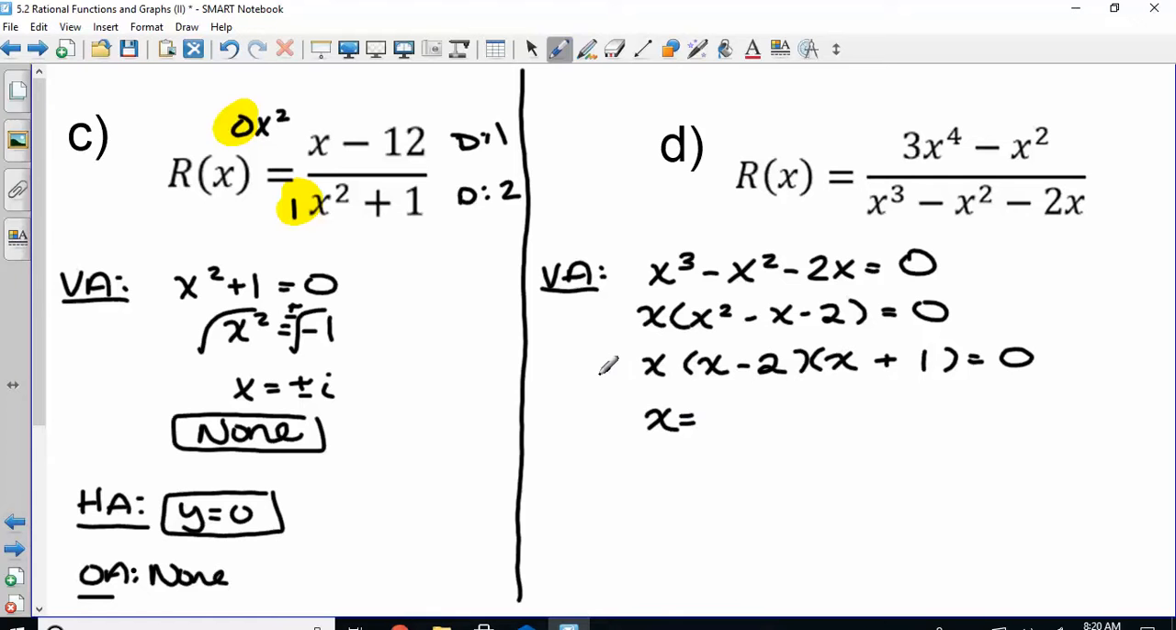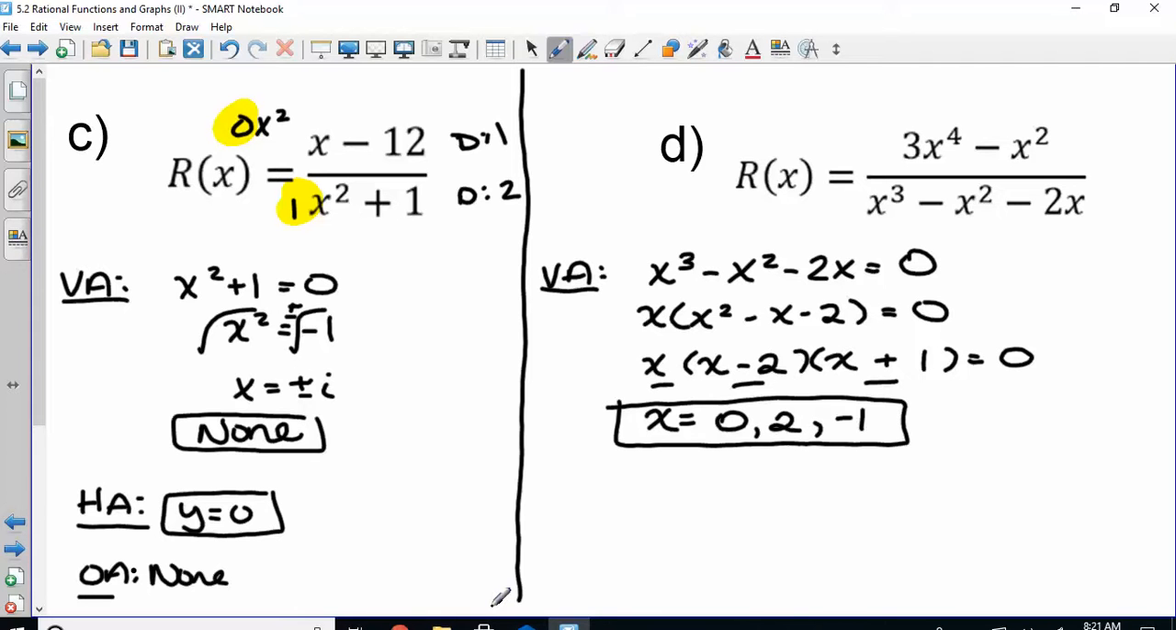positive 1. Okay, so if I set each of these things equal to 0, if it's just a plain x, you get x equals 0. If x minus 2 equals 0, we get 2. And if x plus 1 equals 0, we get -1. So this graph has 3 vertical asymptotes. Is that one okay?